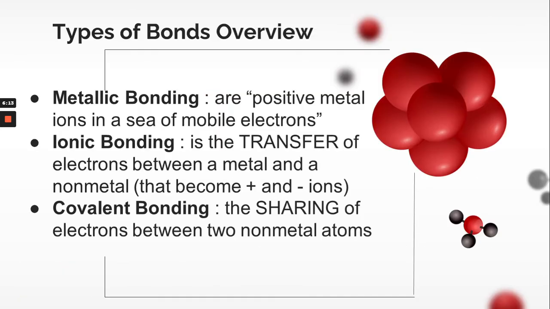There are three big types of bonds. We're going to do one at a time. The three big types are metallic bonds, ionic bonds, and covalent bonds.